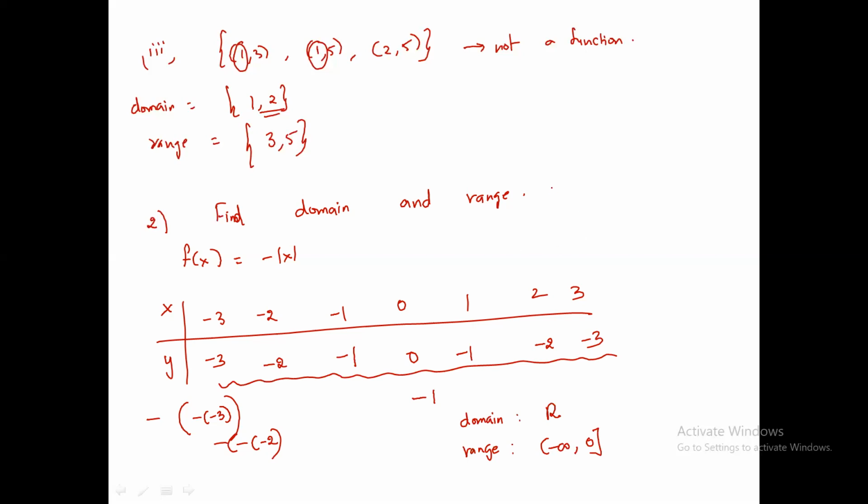You must remember the definition of mod of x. You will take mod of x as x if x is greater than or equal to 0. You will take minus x if x is less than 0. That's why I have taken minus x here. I have taken minus x here. Here I have taken only x.